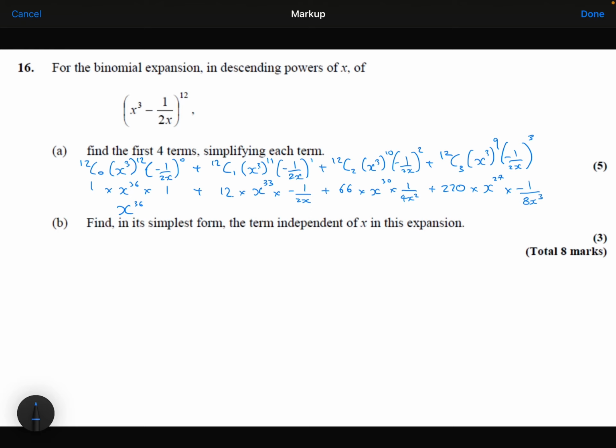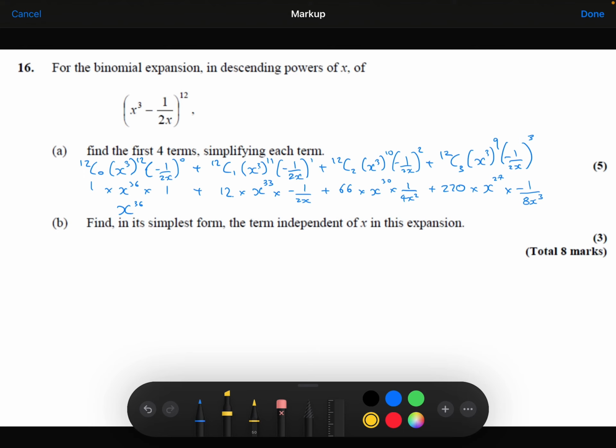The 12 times the x to the power 33 times minus 1 over 2x. We're focusing just on the numbers first of all. We've got 12 times minus 1 over 2, so basically 12 times minus a half, which is going to be minus 6. And then focusing on the x's, x to the power 33 times 1 over x, or x to the power 33 divided by x, is going to be x to the power 32.